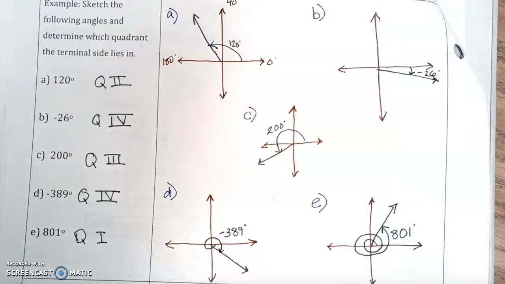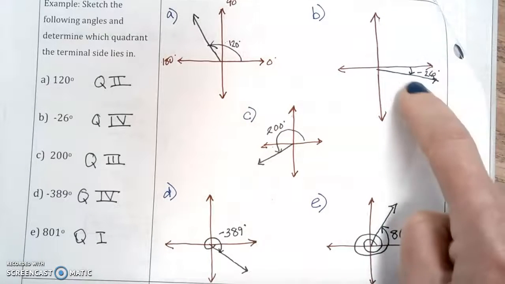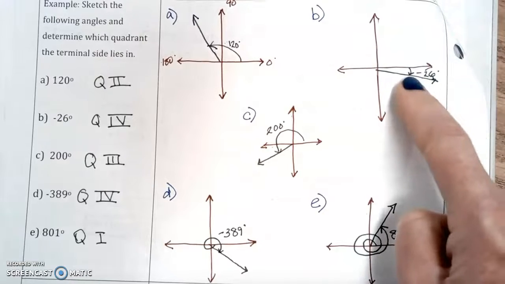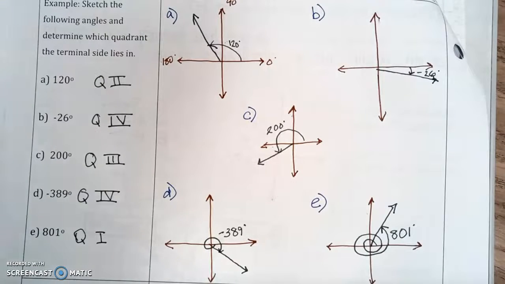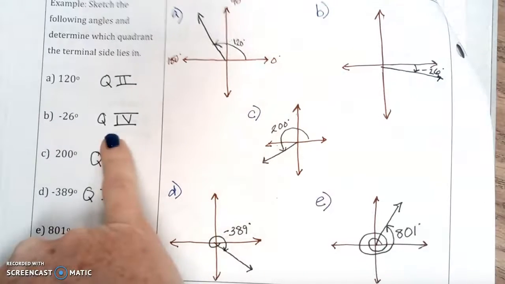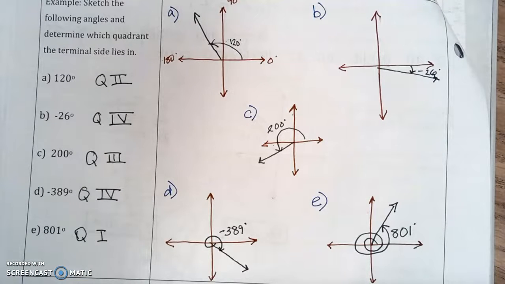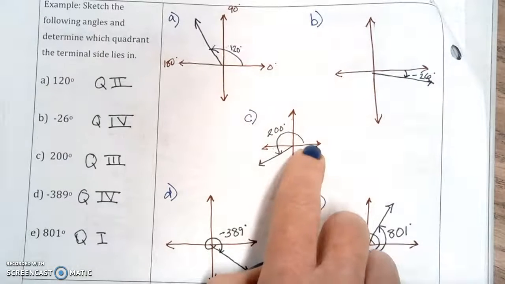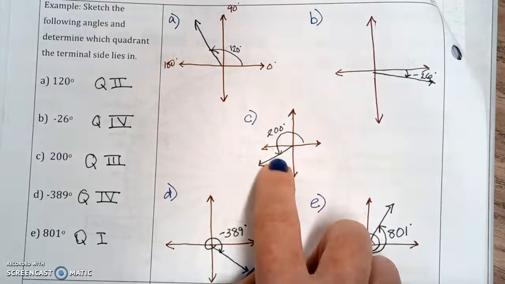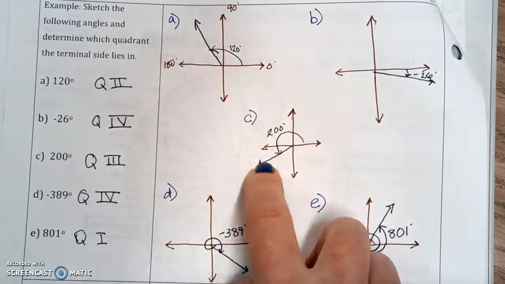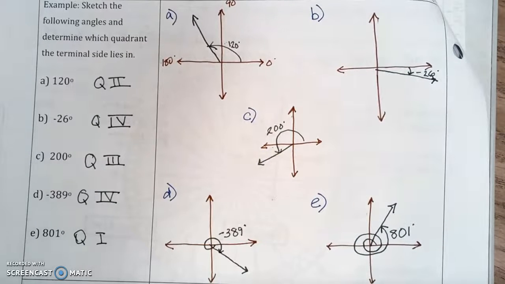All right. For B, they want negative 26 degrees. So we're going to start right here. It's going to go clockwise, negative 26 degrees. It ends up in quadrant 4. For C, they want a positive 200 degrees. So if we start at 0, here's 90, here's 180. It's a little more than 180, so it ends up here in quadrant 3.